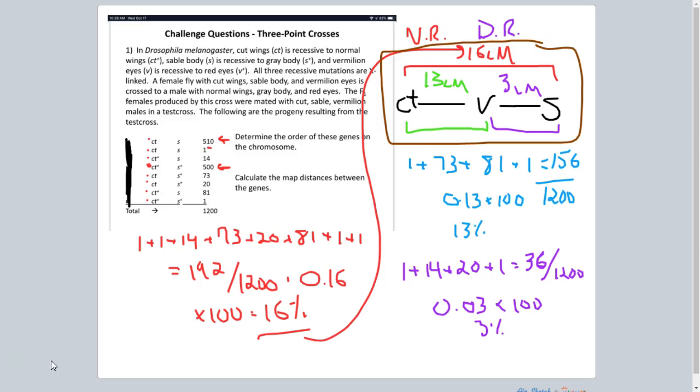So that's another 3-point cross problem for you to practice with, but that's how you work through it. So as I said, we'll just keep going here with the challenge questions. I'll bring up the next one in just a moment.